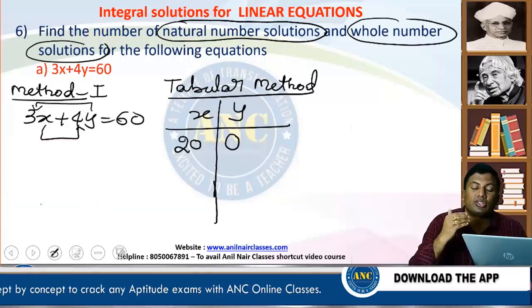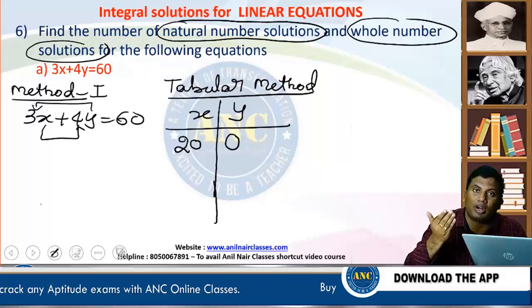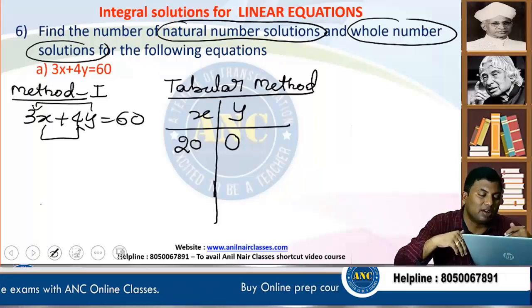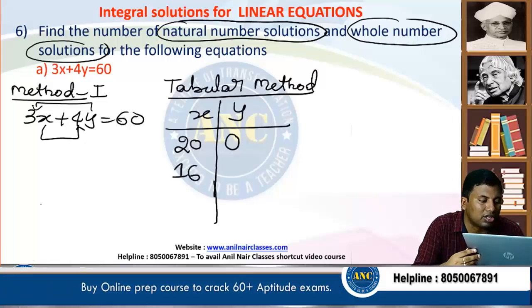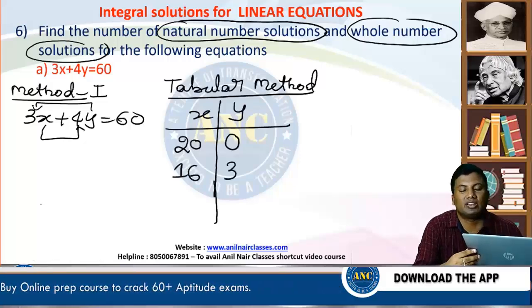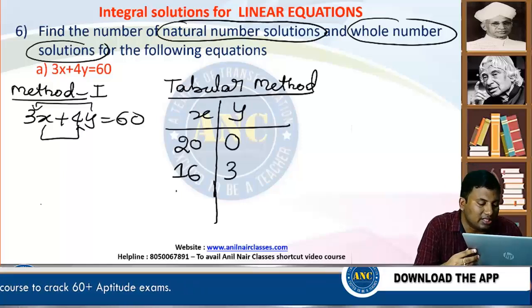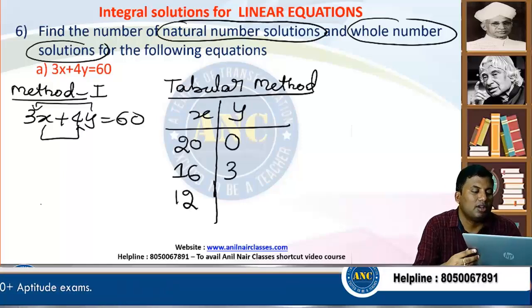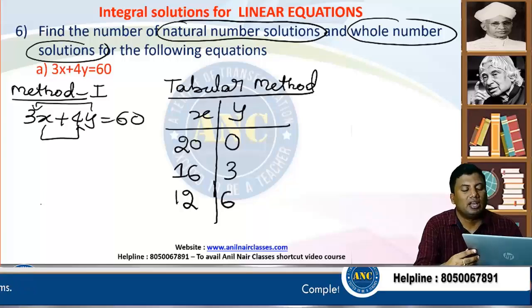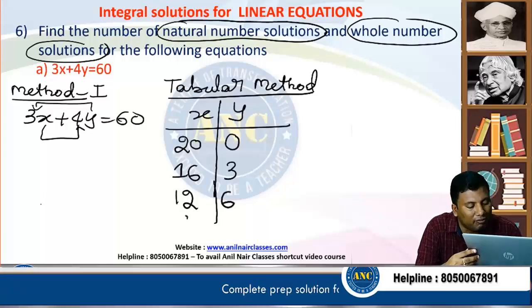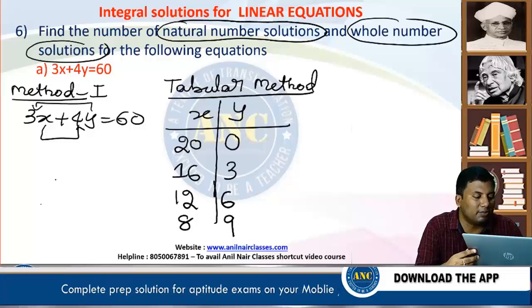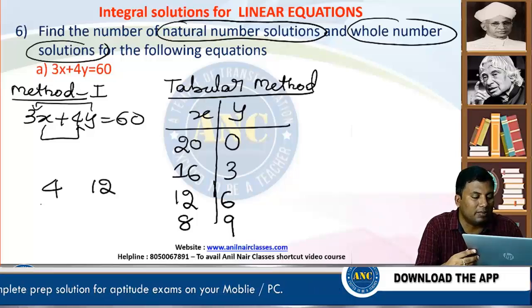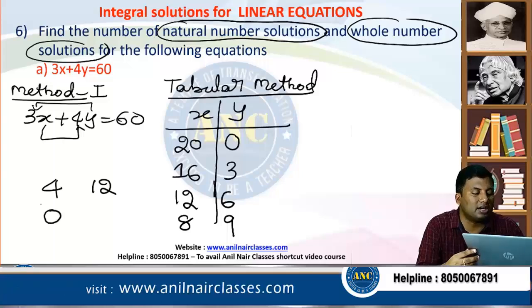So instead of x increasing by 4 and y decreasing by 3, I will do the reverse case. x is decreased by 4, giving 16, and y is increased by 3. x is decreased by 4, y is increased by 3.